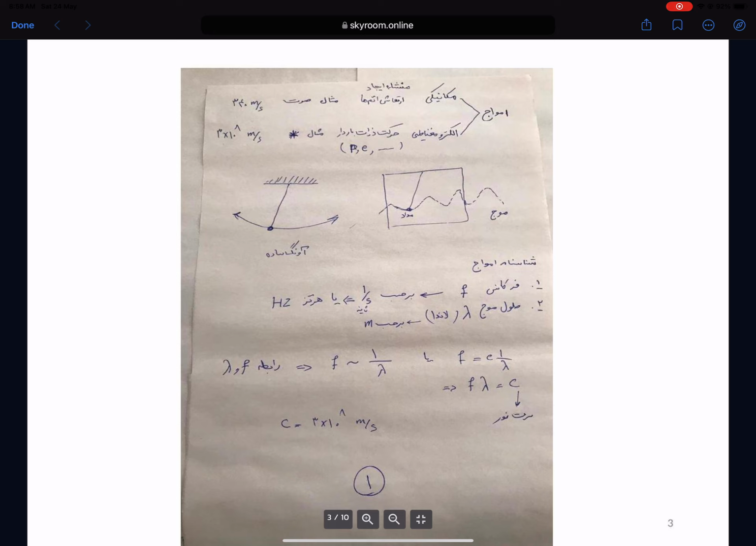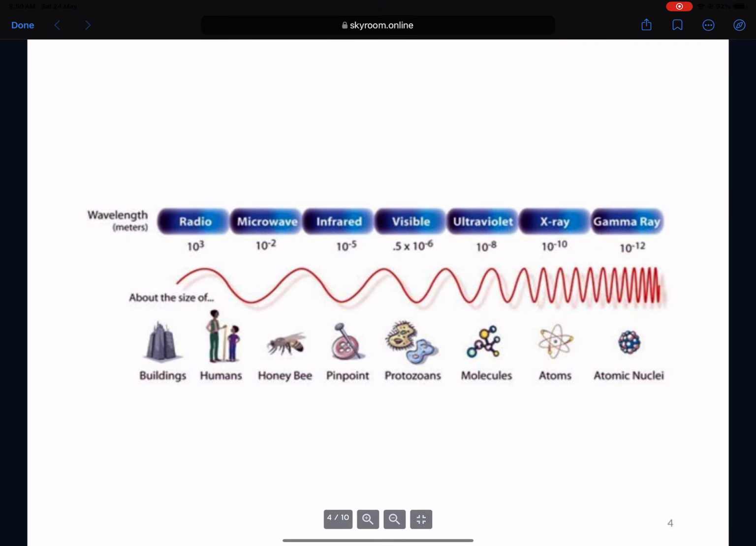Go to slide number 4. Now, in slide number 4, I showed you a big view of the electromagnetic waves. Please look at these slides. From left to right, the wavelengths will decrease, but the frequency will increase.